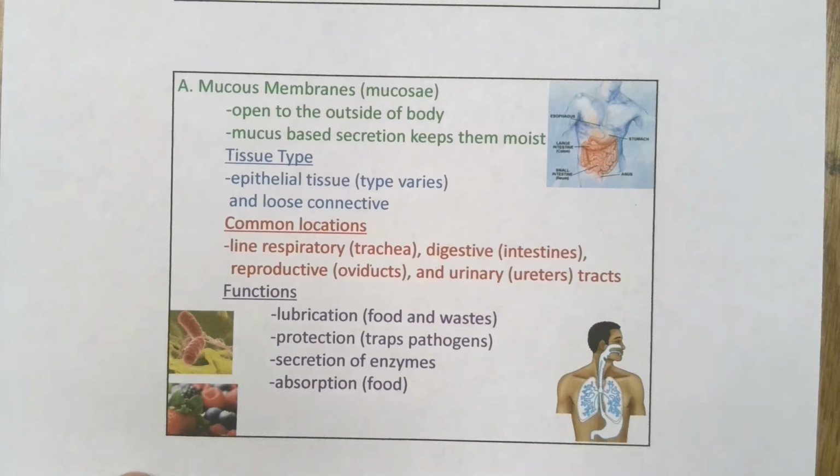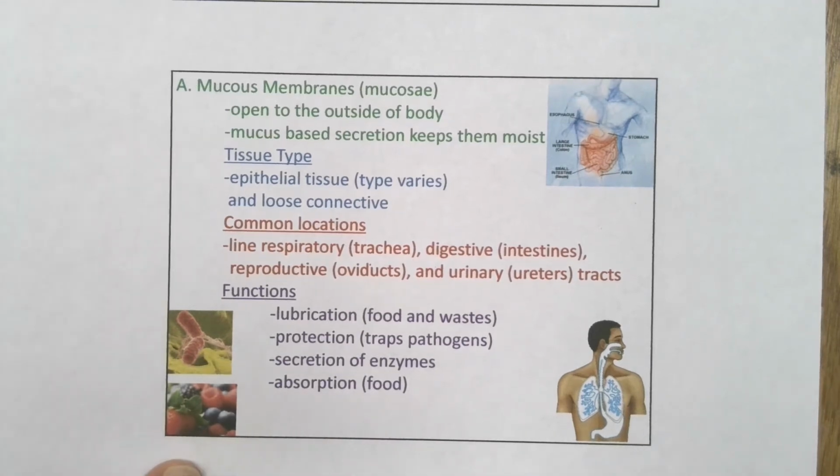Functions, again kind of general here: to lubricate food and waste, to trap pathogenic organisms, things like bacteria, viruses, fungus, secreting enzymes, absorption of food. So those are still kind of general, but just think respiratory tract, digestive tract, female reproductive tract as far as the oviducts being listed there, and then the urinary tract.